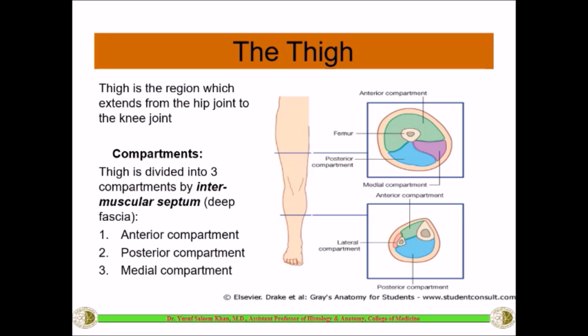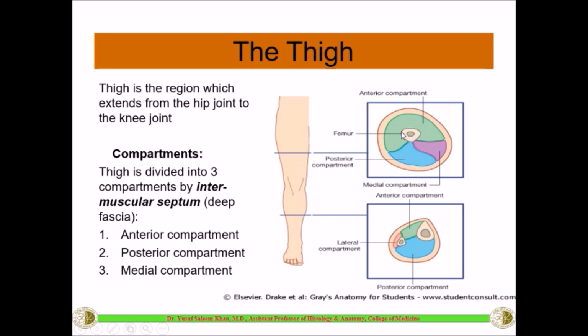To begin with, the thigh. The thigh is the region which extends from the hip joint to the knee joint. So it extends from the hip joint here to the knee joint. This whole area is called the thigh. If you see it in cross section, this is how it looks.